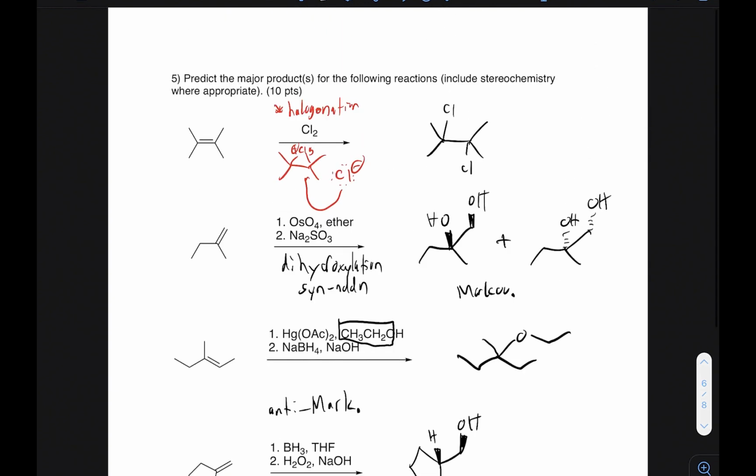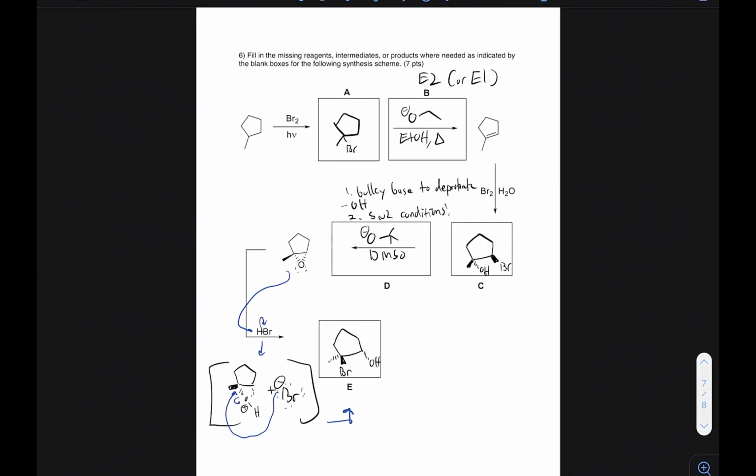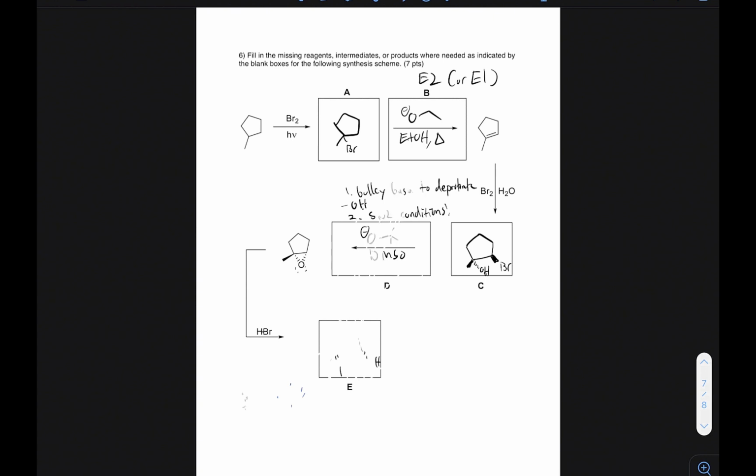All right, so for the final question here, we have this sort of stepwise synthesis problem, where the conditions of everything kind of depend on each other. We need to know what the products are before we move forward, or reagents.